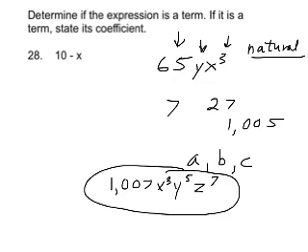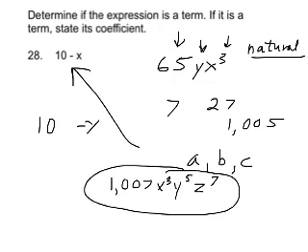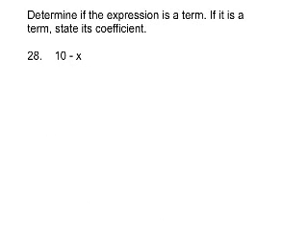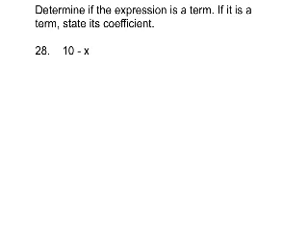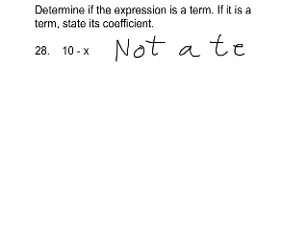Now, in our case here, well, that's 2 terms. One term is the 10, and the other term is the negative x. Or you could say, one term is the 10, one term is the x, and they're subtracted from each other, right? But there's 2 terms there, so it's not a term, so you can't state its coefficient. So the answer to this is not a term. And you have it right.